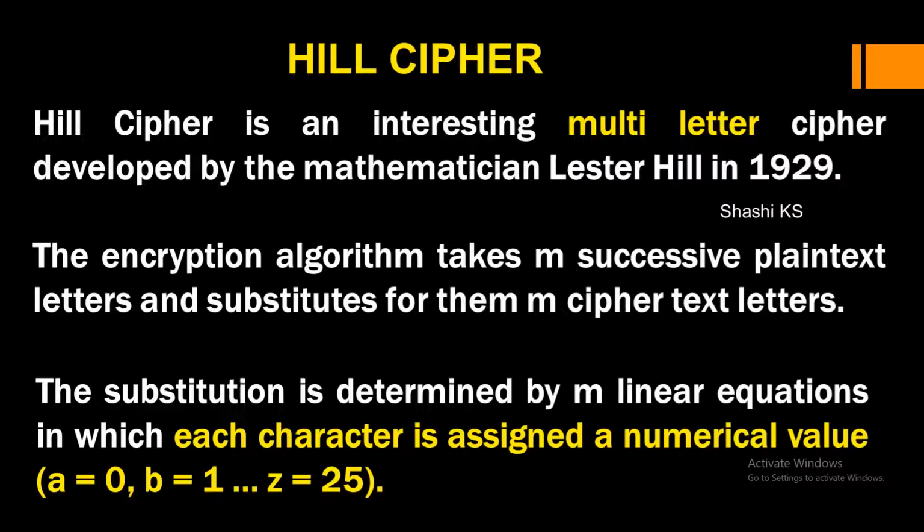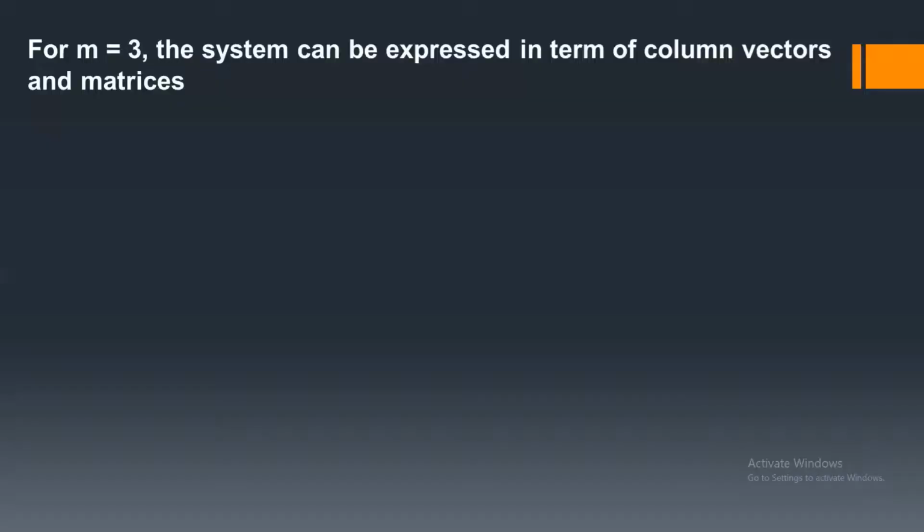So A is mapped to 0, B is associated with 1, C is associated with 2, and so on. Y is associated with 24, and Z is associated with 25. Hill cipher has never been used much in practice, but its most important significance is that it was the first time that algebraic methods like linear algebra and modular arithmetic were used in cryptography in an important way.